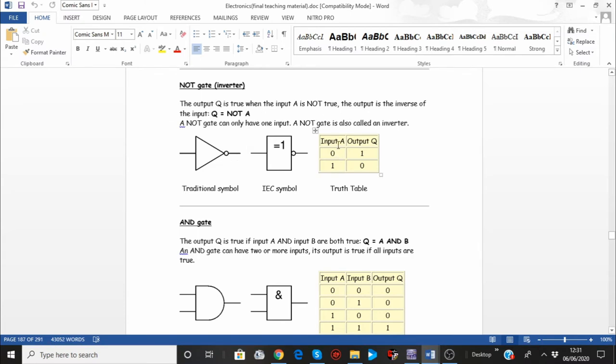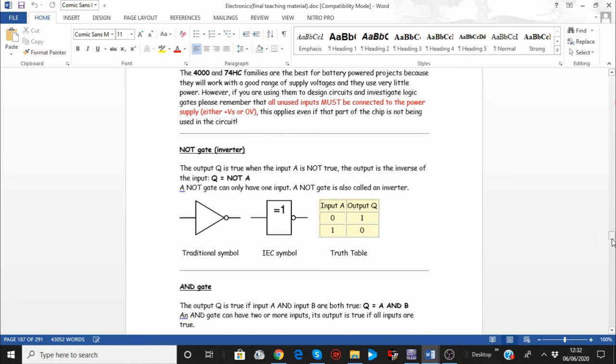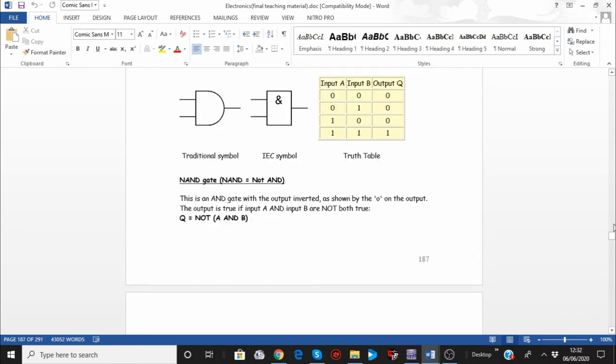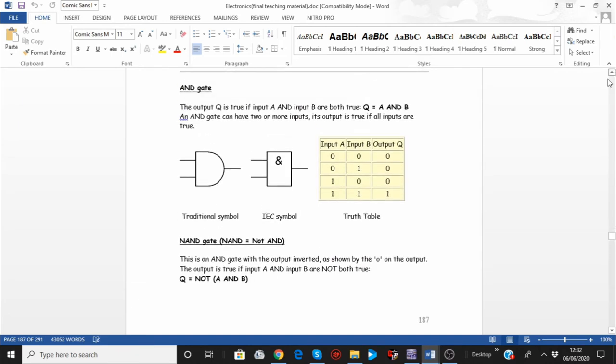So it inverts. For the input, you have input A, with state either 0 or 1, alternating, and the output is, if it's 0, the output is 1, if it's 1, the output is 0. And usually, output is shown by Q. You might see other letters indicated as your output, but this is the standard. For inputs, they use the alphabet A, B, C, D, E, F, and all that. But Q is usually used for output. You might get O for output. It doesn't matter.